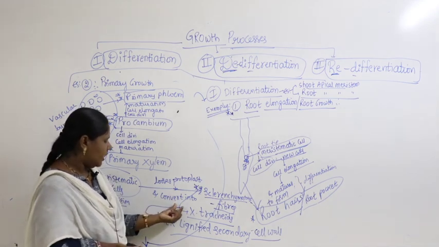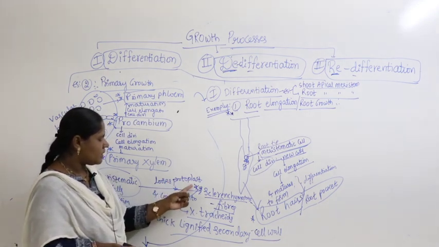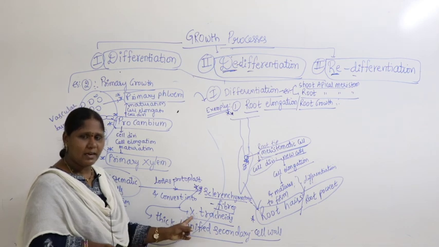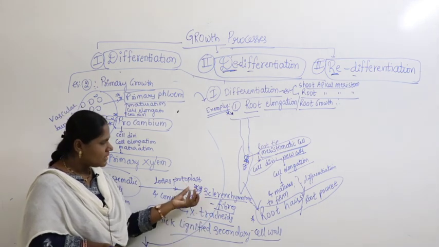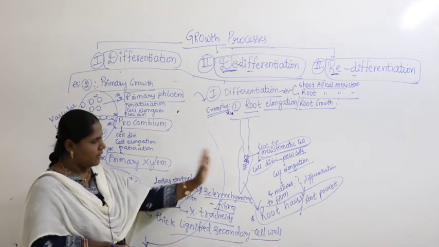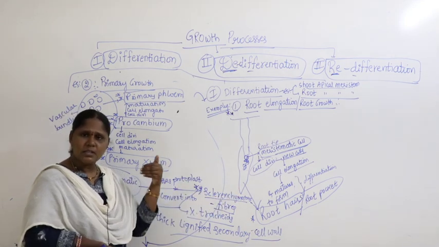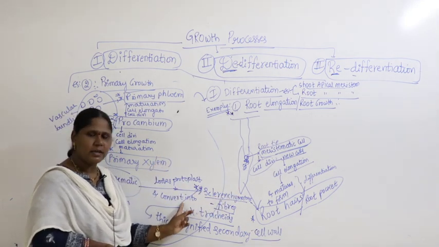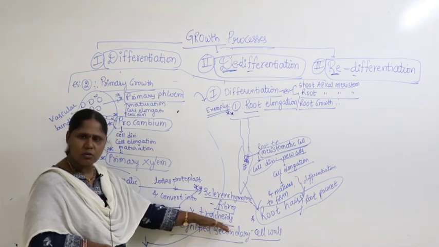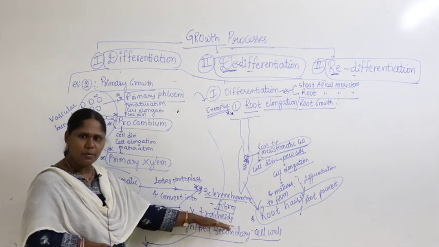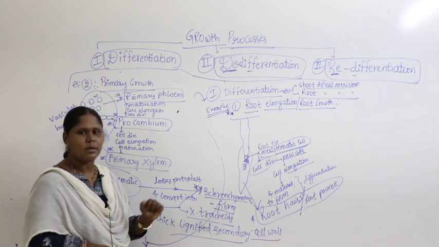Sometimes they lose protoplast, and they may convert into what? Xylem tracheids. Some cells are structurally and functionally converted into fibers. Some other meristematic cells structurally and functionally convert into tracheids. Tracheids are also dead cells, right? They are made up of sclerenchymatous tissue and lose protoplast.